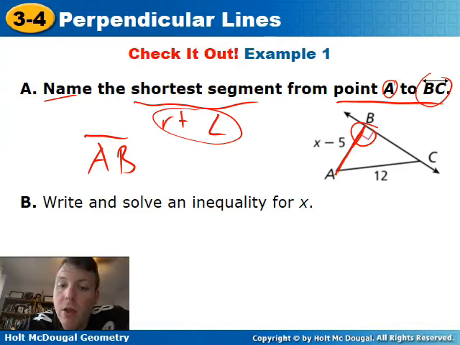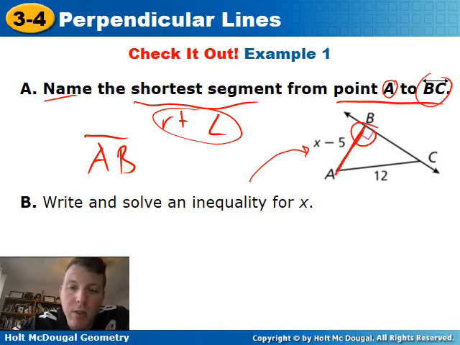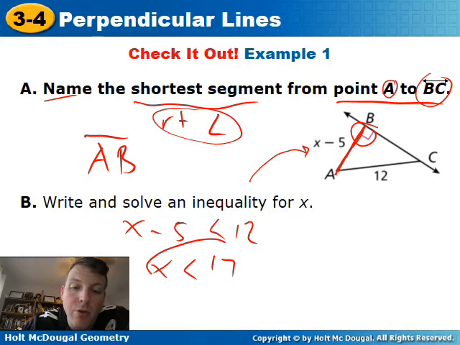Alright, now we're going to write and solve an inequality for x. In the last problem, our x expression was with the larger segment. Right now it's with the shortest segment, so that's going to change some things a little bit. I'll show you. You may have noticed that x minus 5 is less than 12, and you can go ahead and solve that. So x is less than 17. That's true.